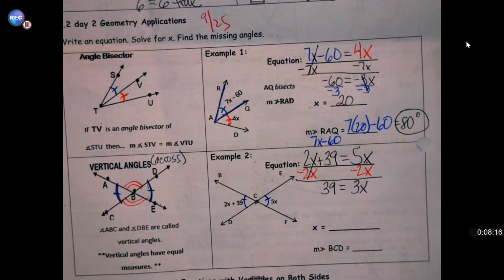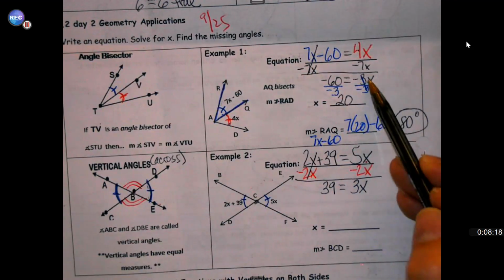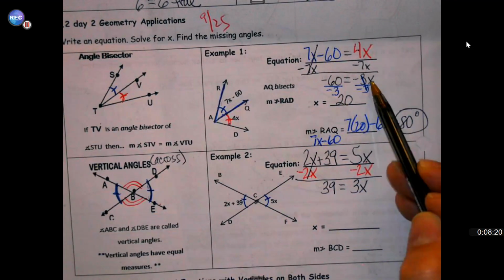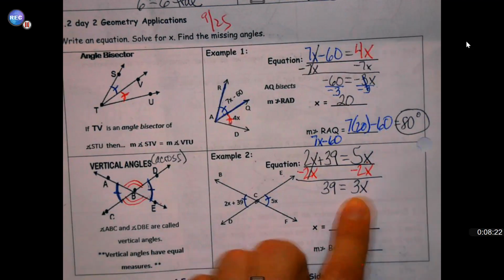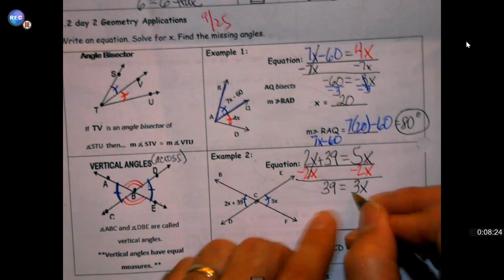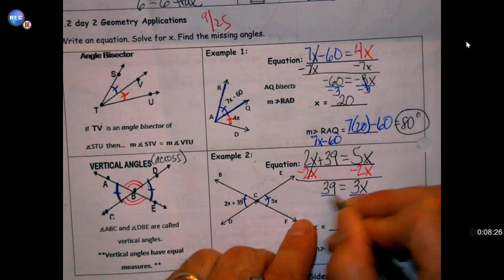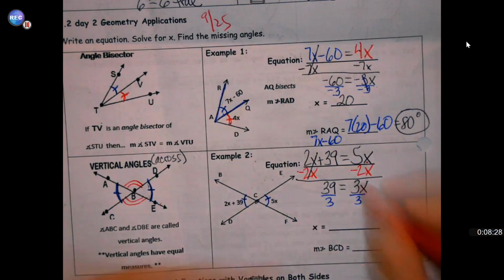And then if I look up above, I'm like, hey, I divided both sides by -3, because that's what I was multiplying x by. Here I'm multiplying x by 3. I'm just going to divide.